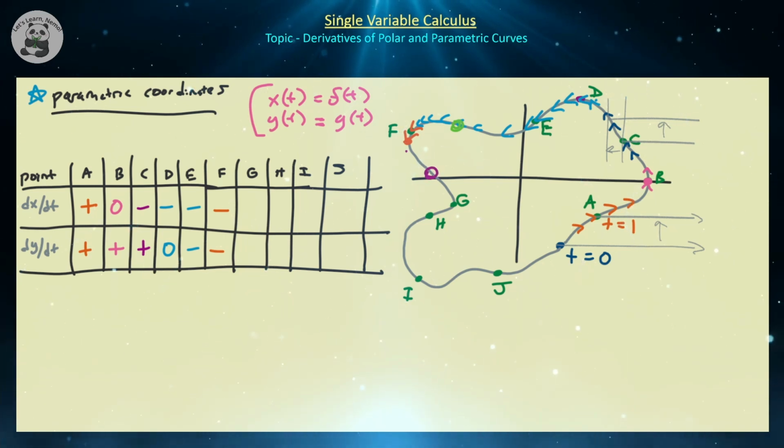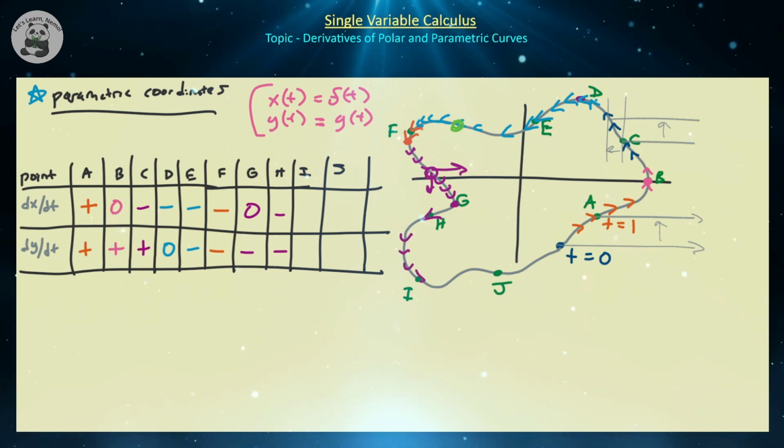And at these particular points, along this particular region, notice that we're moving to the right, so dx/dt will be positive. We're moving down, so dy/dt will be negative. At that point G, let's assume that's on that particular extreme point, dx/dt would be equal to 0. dy/dt would be a negative number. At H, we're moving to the left, so dx/dt would be negative. dy/dt would be negative since we're moving down.